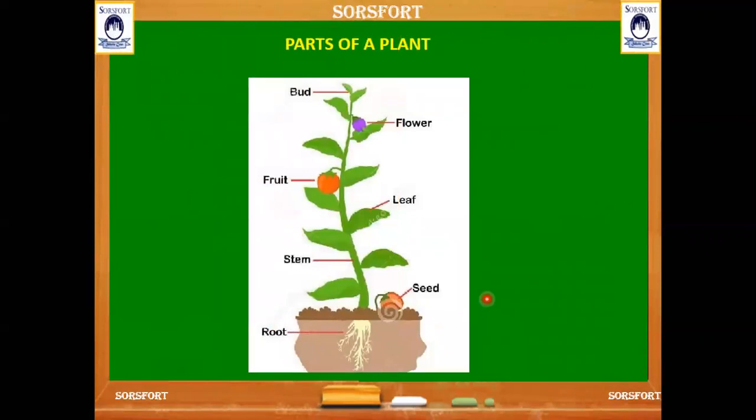Now let's start with parts of a plant. In parts of a plant, we can find parts like bud, flower, fruit, leaf, stem, seed and the root. Let's see them one by one with their functions. These are the parts of the plant, and let's discuss one by one.